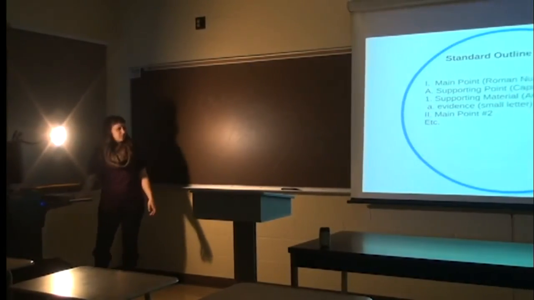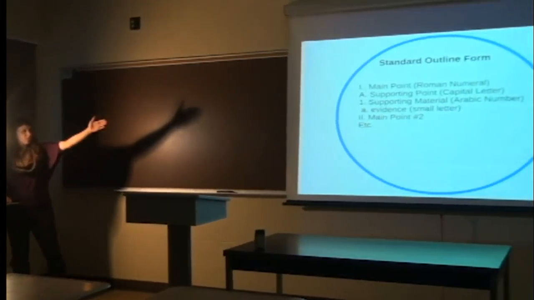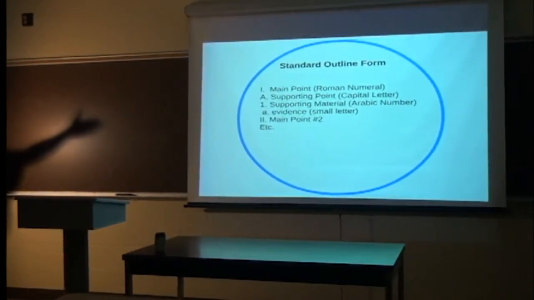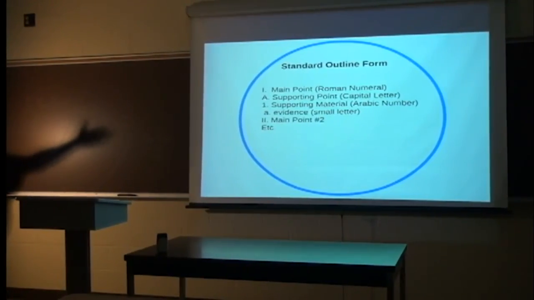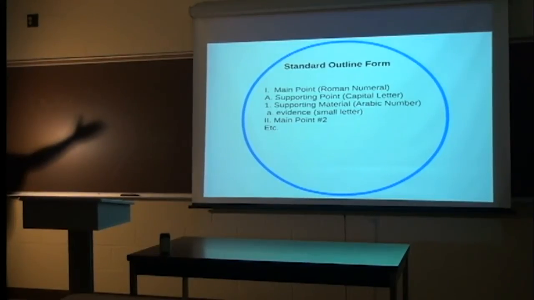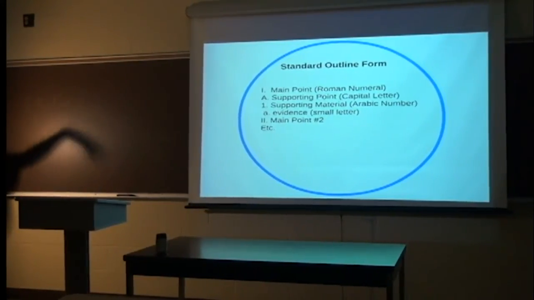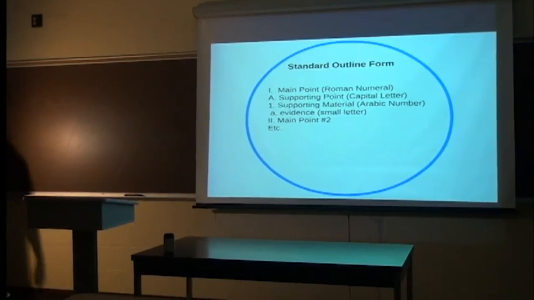Standard outline form. Here's an example. Roman numeral 1 is your main point. Capital letter, supporting point. Supporting material is an Arabic number. I don't know if you knew that, but they're from Arab. 1, 2, 3, 4, 5. Yes, they were Arabic. There you go. Little small letter is your evidence, and then so on and so forth.